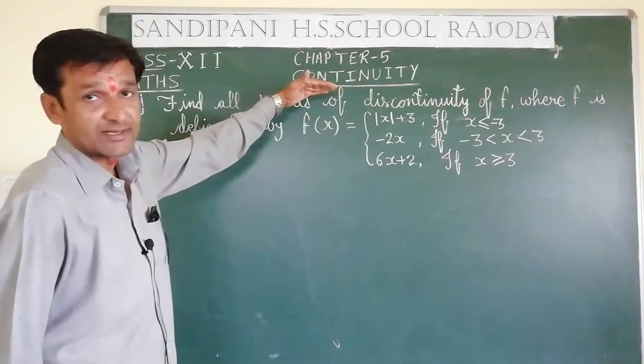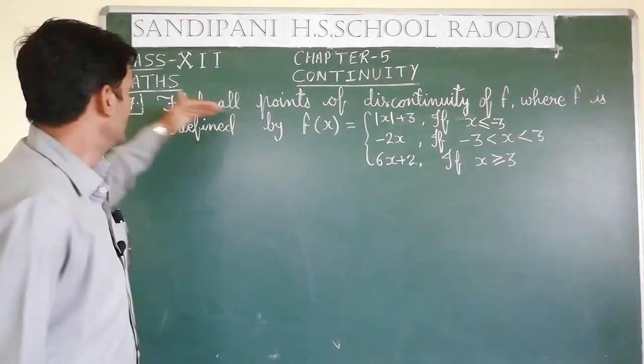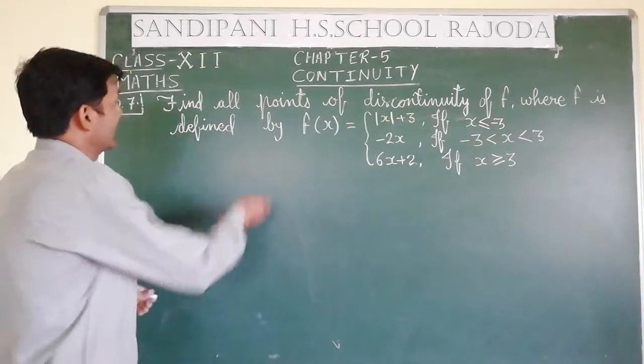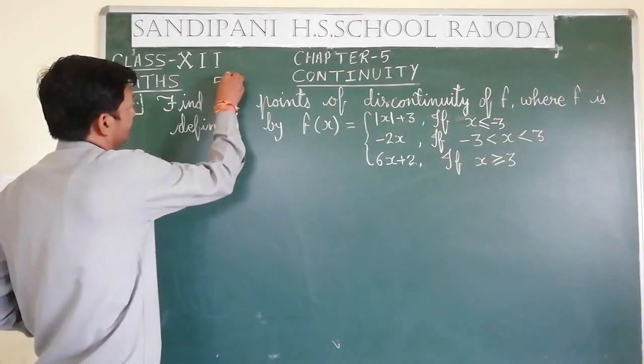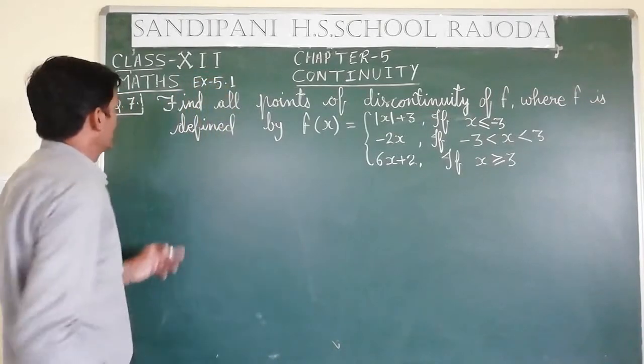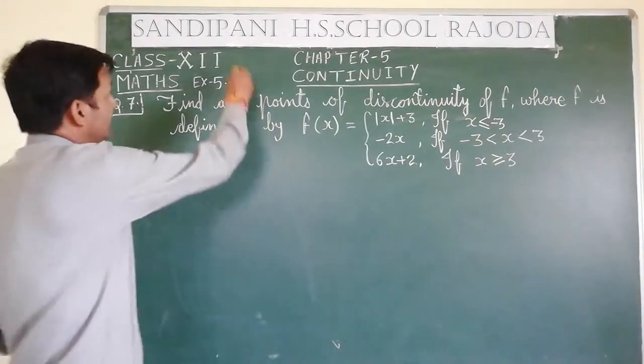In Chapter 5, we are discussing continuity. Our question is number 7 of Exercise 5.1, question number 7 of NCERT.